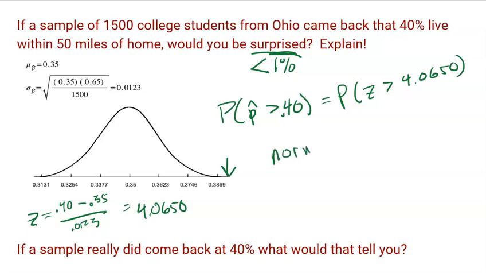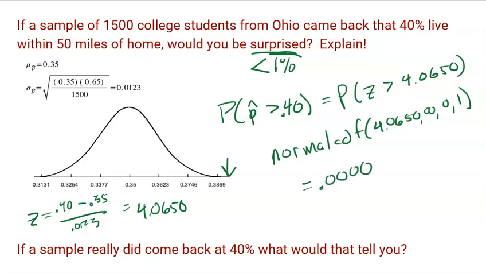To find the probability of that, I'm going to go ahead and do normal CDF. Going towards infinity, mean 0, standard deviation 1, 4.0650. Remember, when you use your calculator, you're going above to 99. We get a very low number, 0.00024.